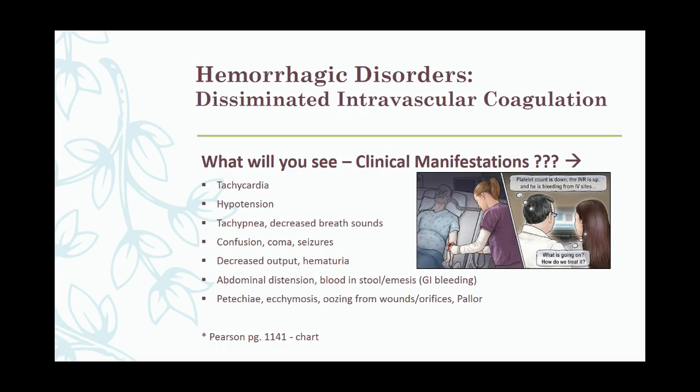These people bleed from everywhere. If they have an IV site, they're oozing blood from the IV site. They might have nosebleeds. You may see them bleeding from the eyes. They may have blood coming from the ears. If they got a Foley in, they'll be bleeding from that. They are very scary people to look at and very hard to manage. So there's a chart on page 1141 in your Pearson book. I would like you guys to look over that.